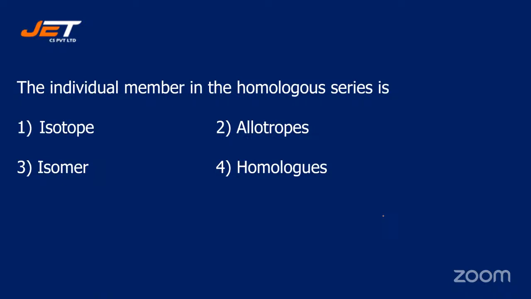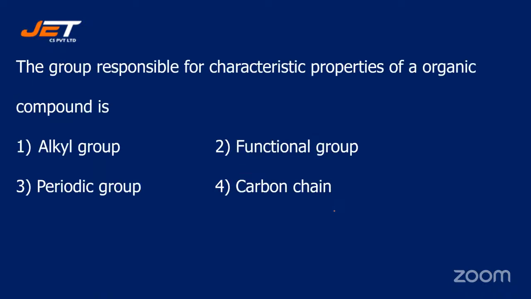Hurry up. All right. Excellent, students. Every one of you is correct. The correct answer is option number 4. Well done. Next question. The group responsible for characteristic properties of an organic compound is, and your options are number 1, alkyl group, option number 2, functional group, option number 3, periodic group, or option number 4, carbon chain?